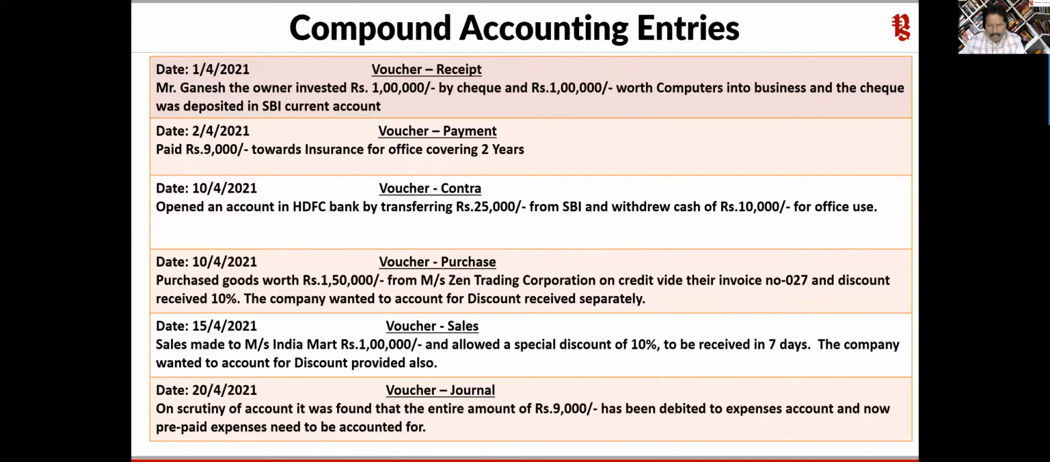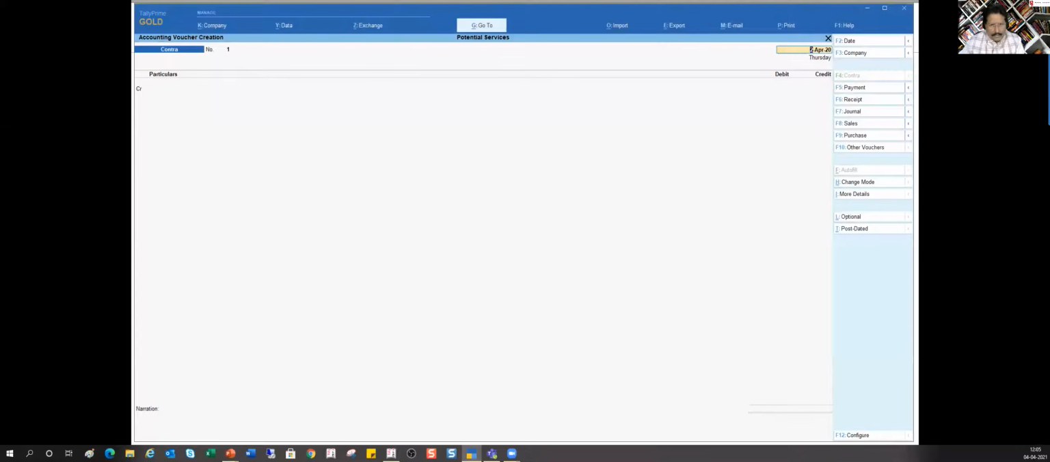So how do we capture this? Now again, I have created the respective ledgers that are required. In this case, Zen Trading Corporation is a new supplier. I have already created this, right? And then discount I have received, so I have also created a discount received ledger. I'll just show you.